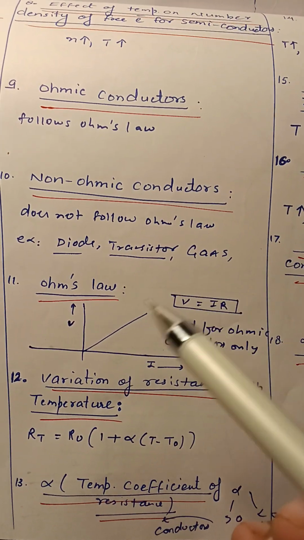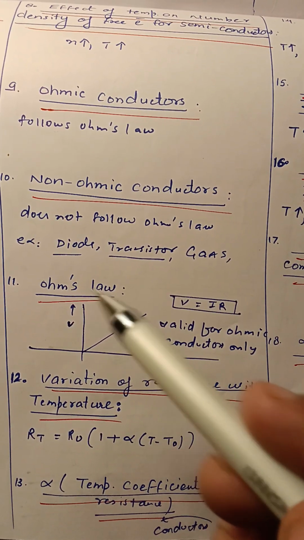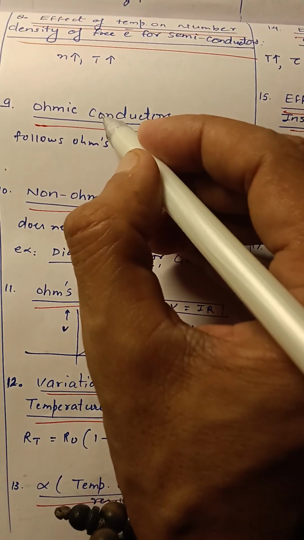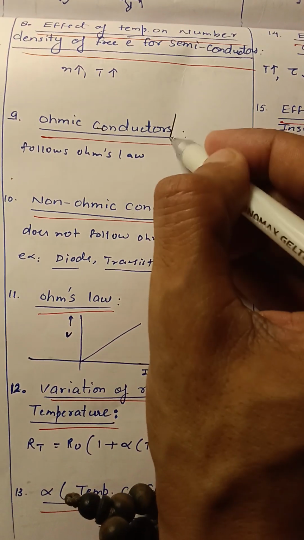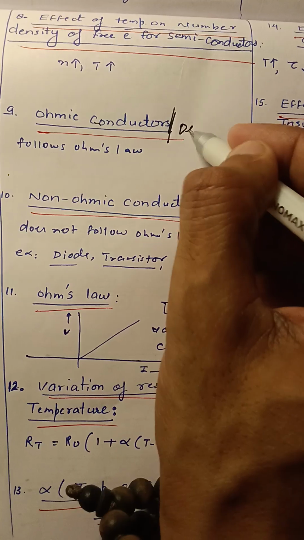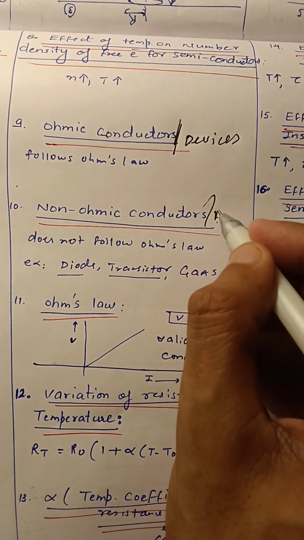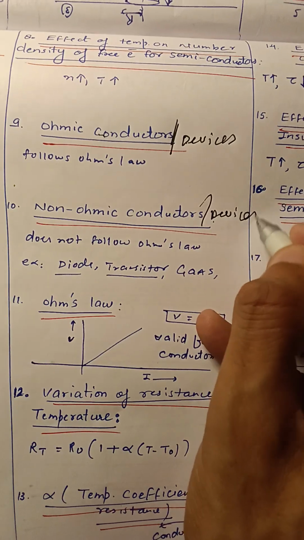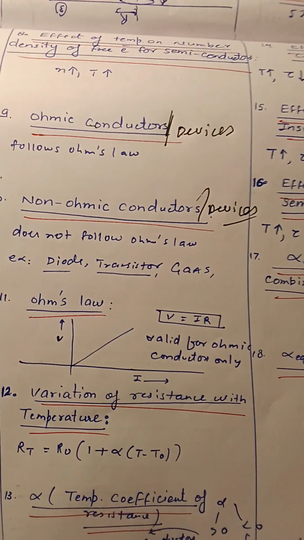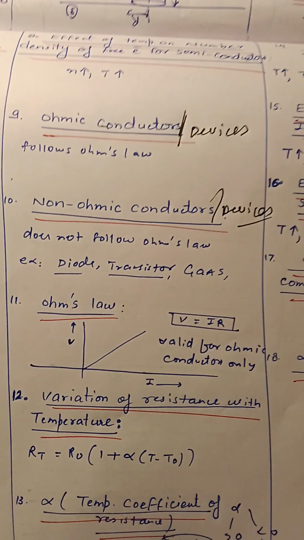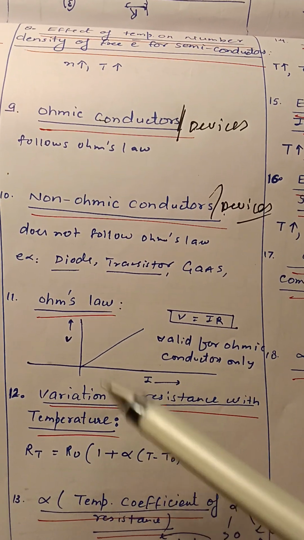Next is, I think it should be more precise to name them as ohmic devices, because it's not necessary that they should be conductors. So in general, we can name them as ohmic devices, because they can be semiconductors also. Devices should be the more general word, but sometimes the word conductor is also used, so you can relate to that also. Now next is, what is Ohm's law?